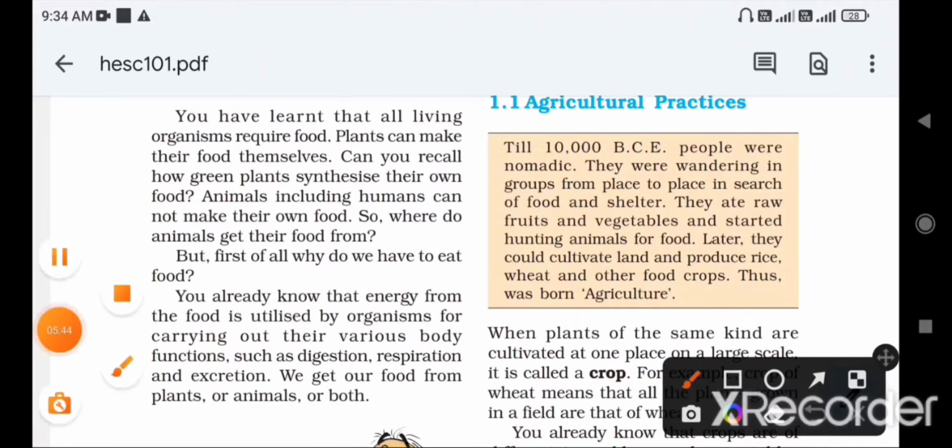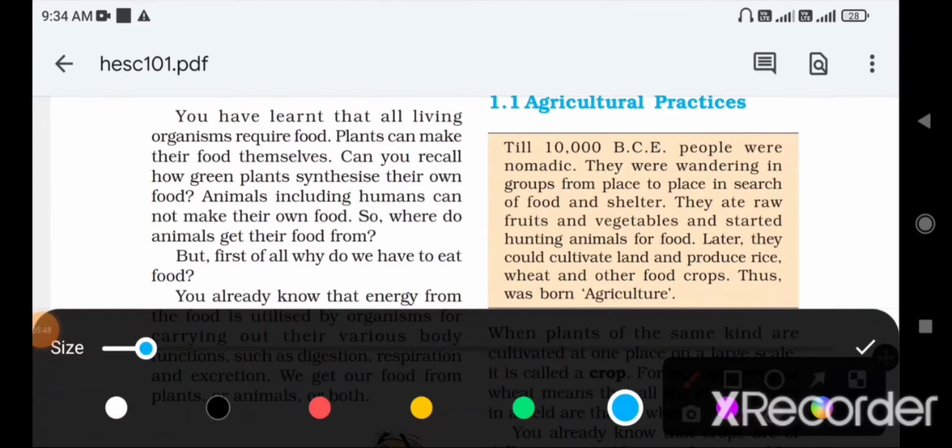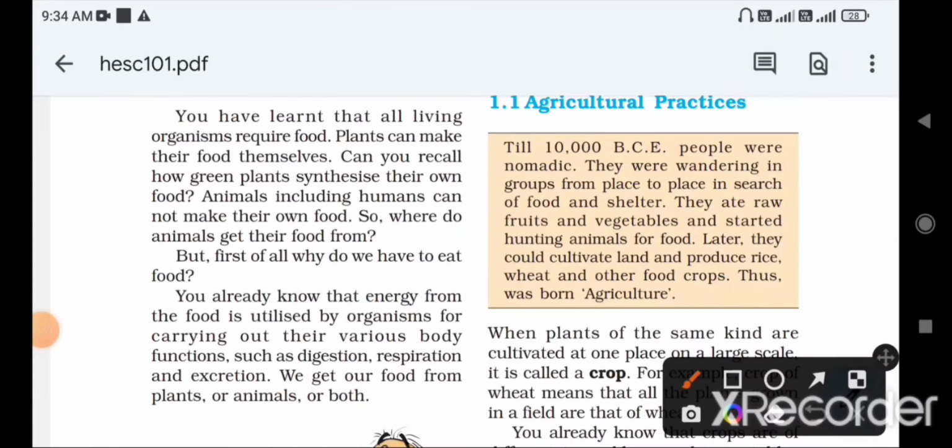So we have learned that all living organisms require food. Plants can make their food themselves. You already know that plants can make their own food, but animals cannot make their own food, right? Can you recall how green plants synthesize their own food?